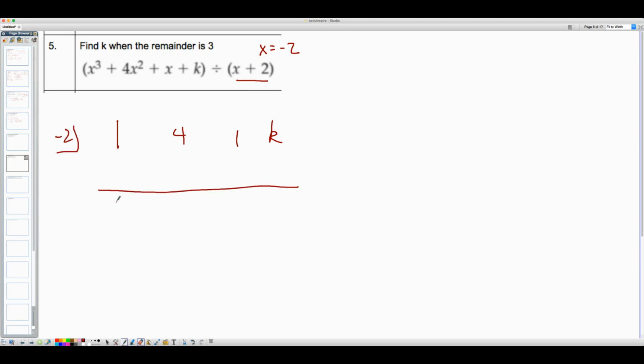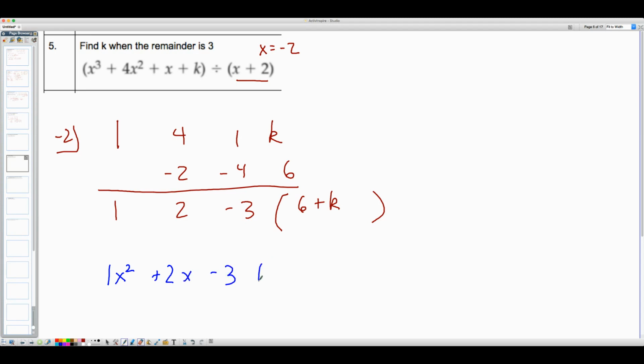When I do that, I have 1 times negative 2 is negative 2. 2 times negative 2 is negative 4. 4 minus 4 is negative 3. Negative 3 times negative 2 is going to give me 6. And my remainder is going to be 6 plus k. If you want to think of it this way, and not that we have to do this, you could write this as 1x squared plus 2x minus 3 with remainder 6 plus k over x plus 2.